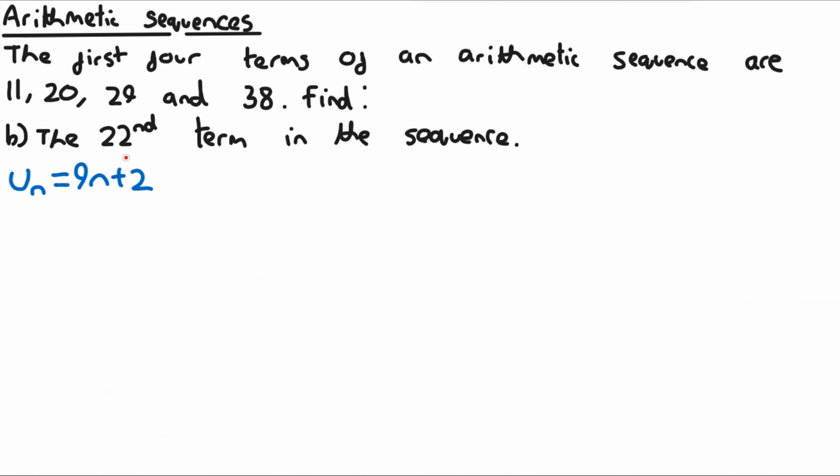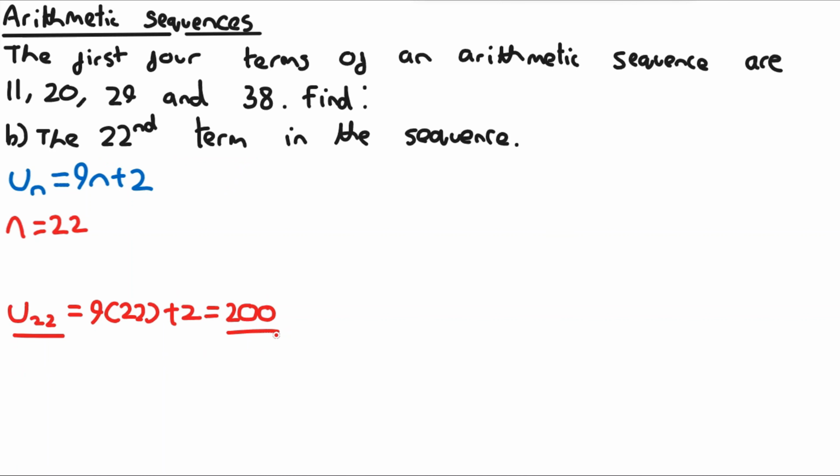And then for part B, we need to find the 22nd term in the sequence. So this is going to be when n is equal to 22, because it's the nth term and we need to find the 22nd term. So therefore, we're just going to sub 22 into here. So it's going to be u22, because that's what we're trying to find. u22 is equal to 9 times 22 plus 2, which is equal to, if you put it into a calculator, 200. So the 22nd term in the sequence is equal to 200. That's what u22 is equal to.